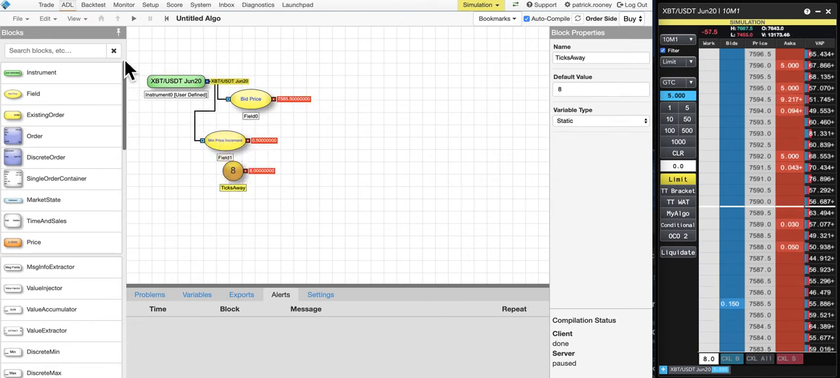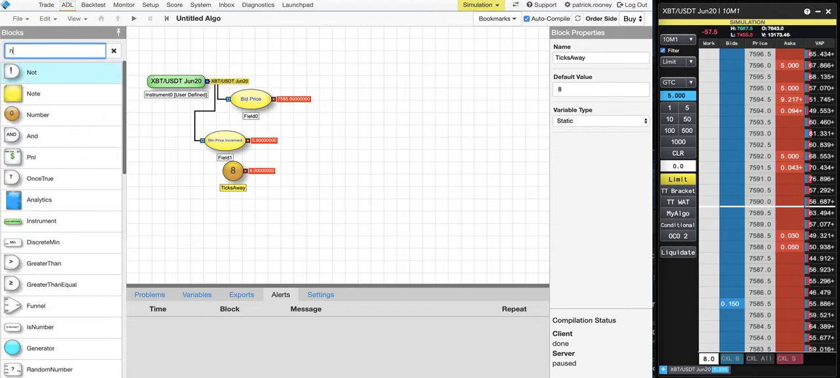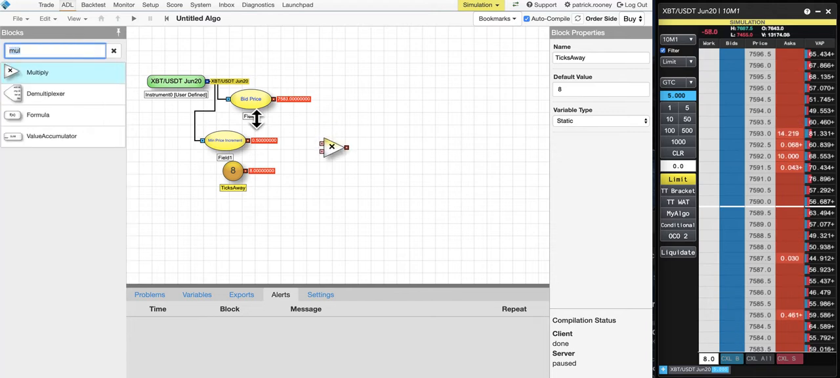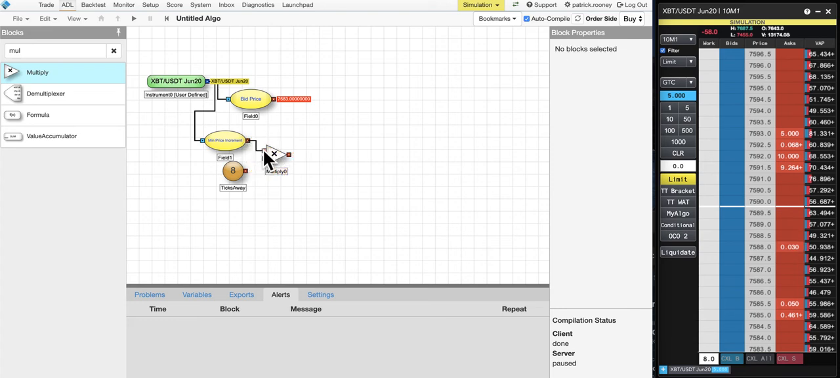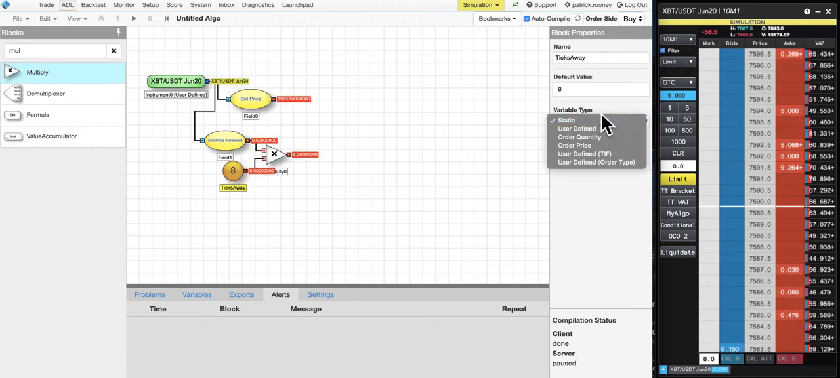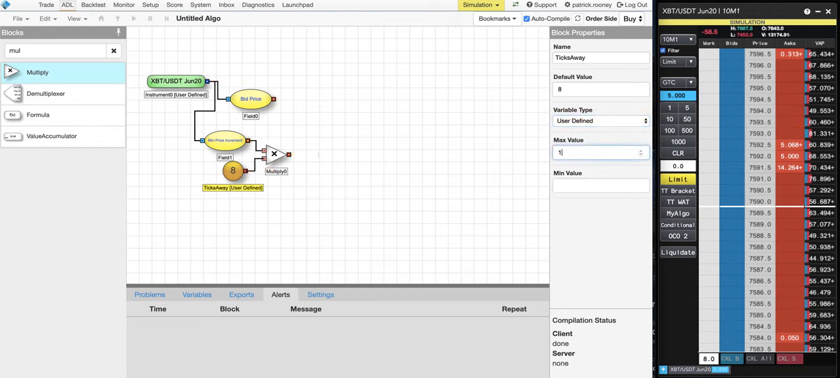So I'm going to do a multiplication block. And multiply min tick increment times my ticks away. Oops, I get those to actually snap together, just like that. Min tick, I want to make that an actual variable too, so I'm going to call it user defined as well. Max value, let's say 1,000 ticks. Min value 0.